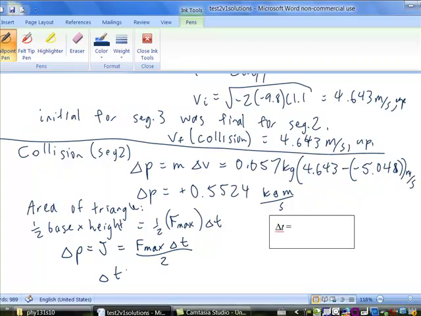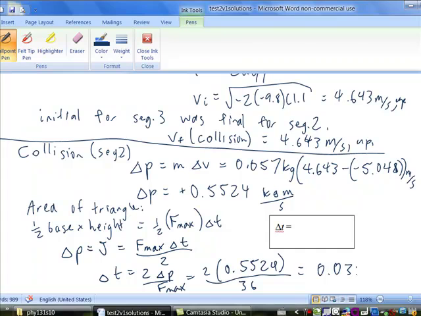So delta T is equal to 2 delta P divided by F max equals 2 times 0.5524 divided by 36 newtons. So I got 0.0306 seconds. So to two significant digits, I've got 0.031, and don't forget the units, seconds.